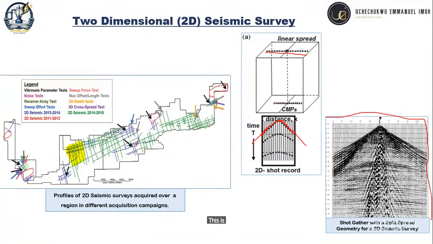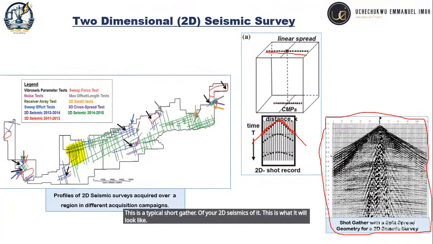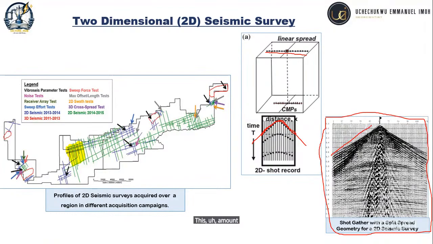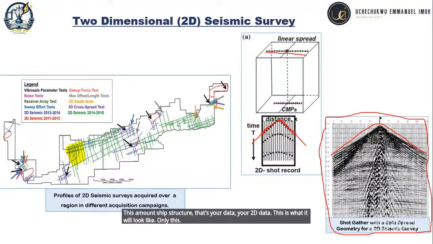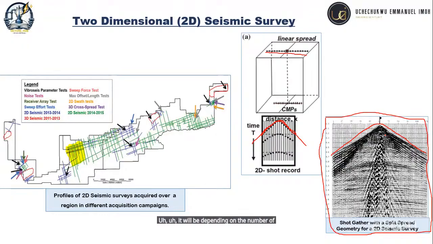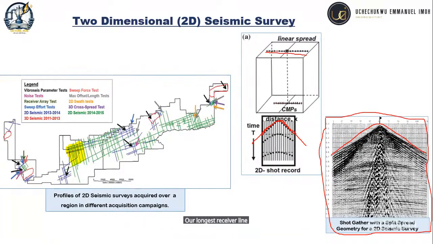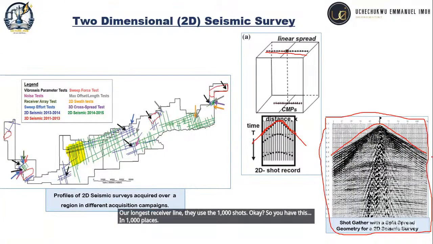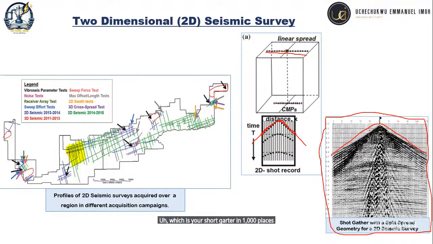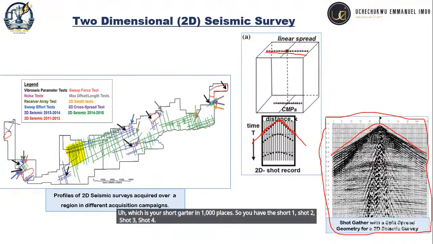This is a typical shot gather of your 2D seismic survey. This mound shape structure is your 2D data. It depends on the number of shots used in the acquisition. When I say shots, I mean sources. So if they used 1,000 shots along this receiver line, you have this mound-shaped structure, your shot gather, in 1,000 places: shot 1, shot 2, shot 3, shot 4, up to 1,000.